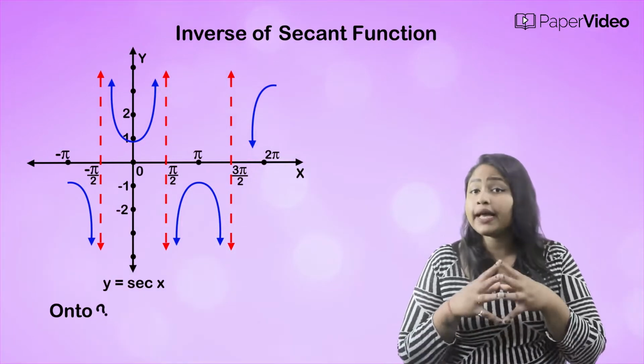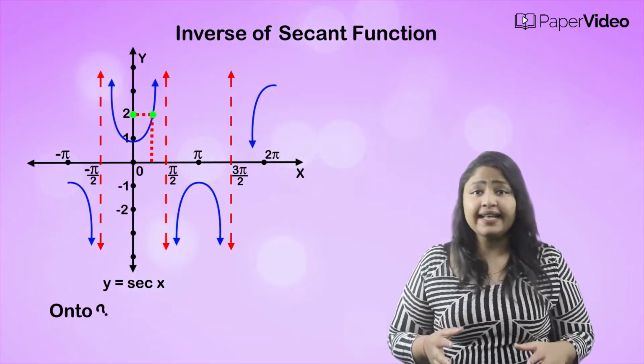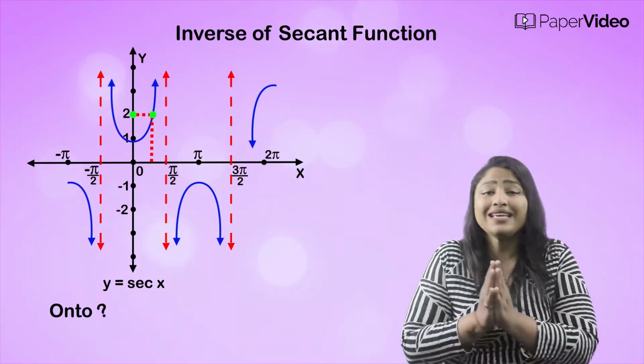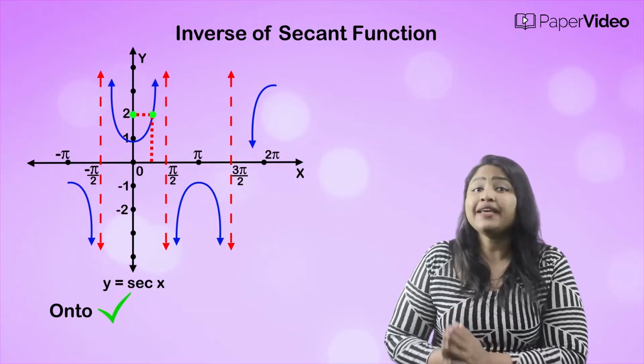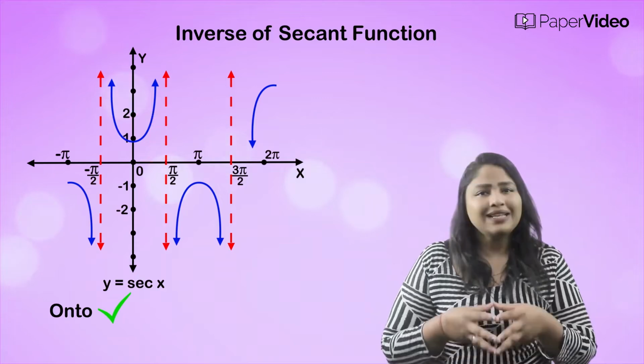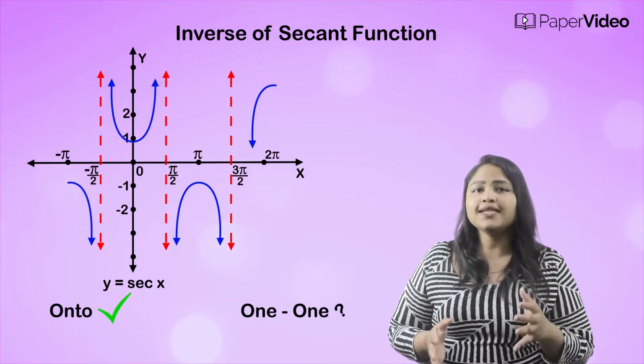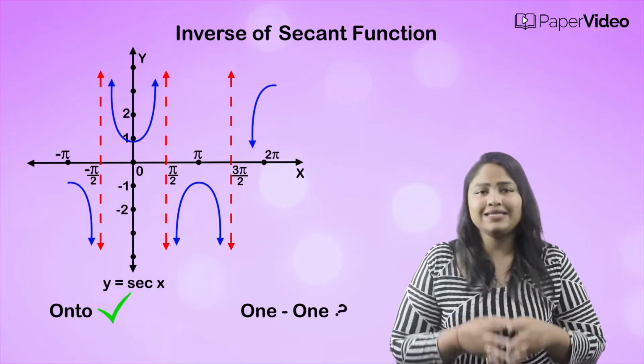So, if we consider any point on the y-axis within this range, we can clearly see that there is a corresponding point on the x-axis. So, the secant function is definitely an onto function. Now, let us check whether the secant function is a 1, 1 function. For this, we will use the horizontal line test.